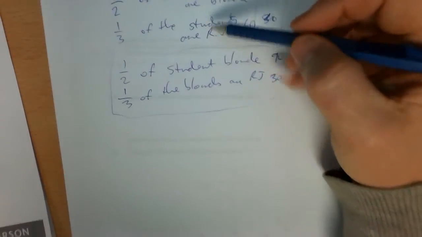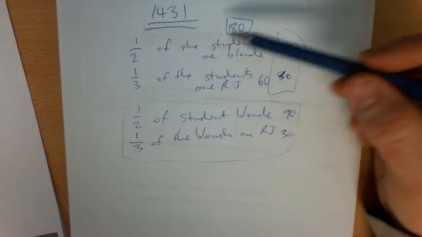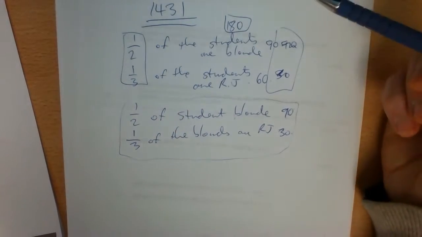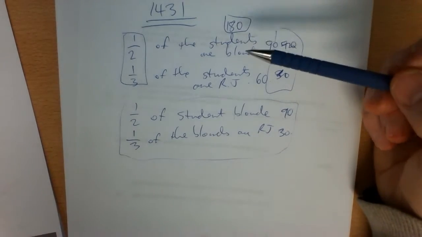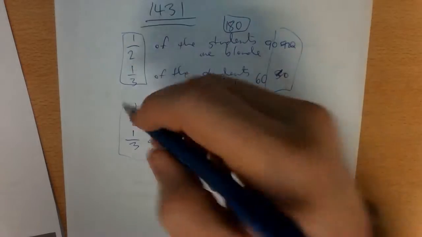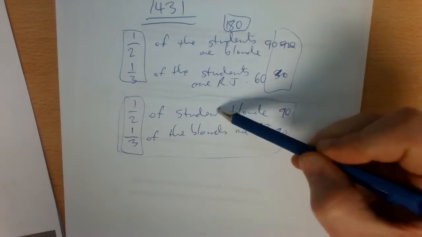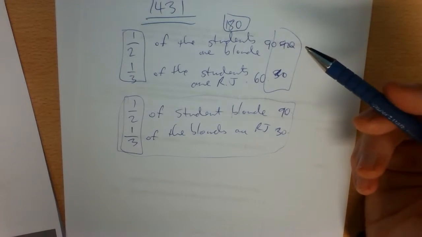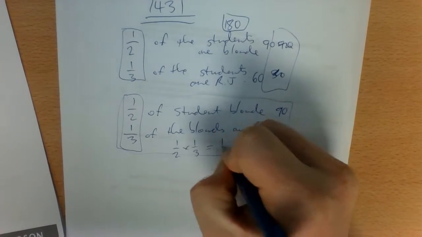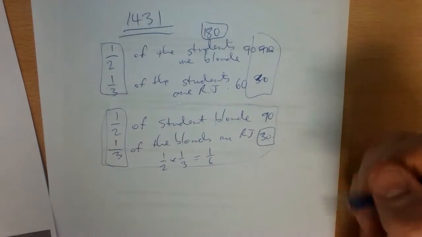If you were sure that there was no overlap between these two groups, then the appropriate thing to do with these fractions would be to add them to get the total number of people that are blonde and red jumpers. But that only works if there's no overlap. If, however, you want to combine these fractions when this is part of that, then you multiply the fractions. So you do a half times a third, that's a sixth. If you apply that to the original total of 180, then you get the 30.